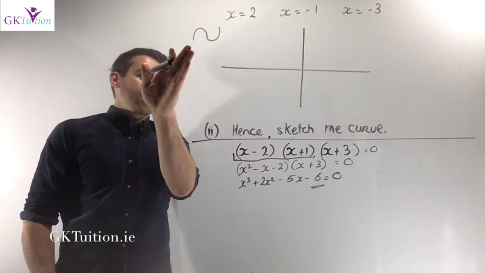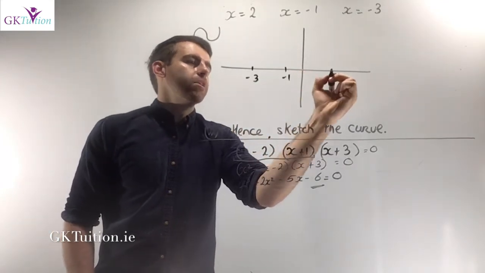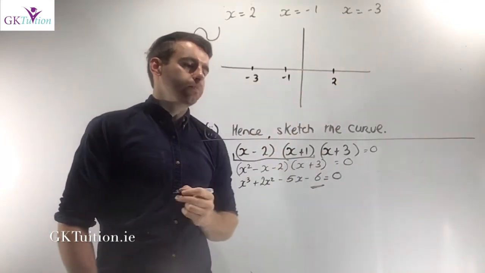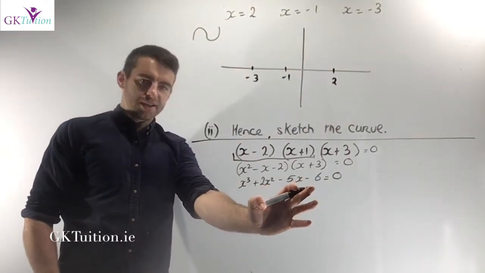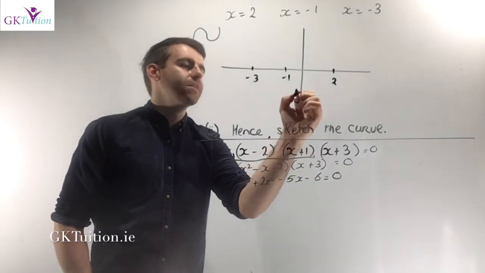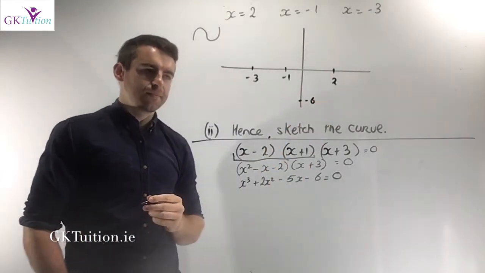I need to draw this shape and I need it to cross the x-axis at minus 3, the x-axis at minus 1 and the x-axis at 2. And the y-axis at the point 0, minus 6. The constant at the end indicates that it crosses the y-axis at 0, minus 6.